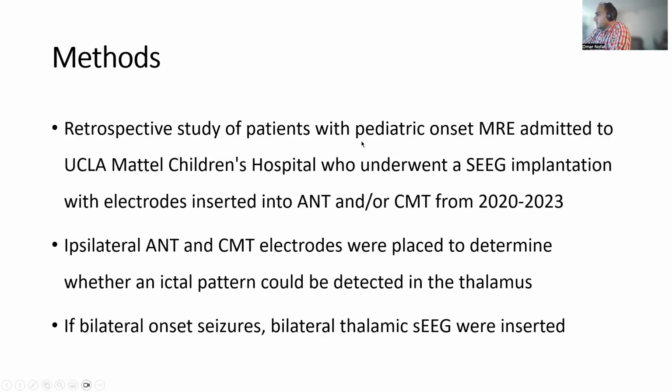So this was a retrospective study of patients with pediatric onset medically refractory epilepsy that was admitted to UCLA Children's Hospital, who underwent SEEG implantation into the ANT or the CMT from 2020 to 2023. So ipsilateral ANT and CMT electrodes were placed to determine whether an ictal pattern could be detected in the thalamus. And if there were bilateral onset seizures, then bilateral thalamic SEEGs were inserted.